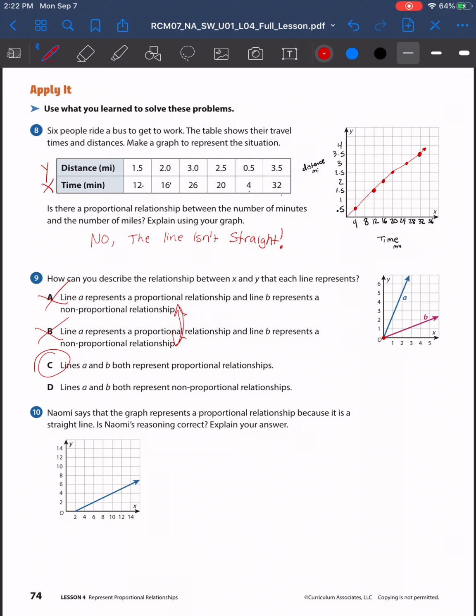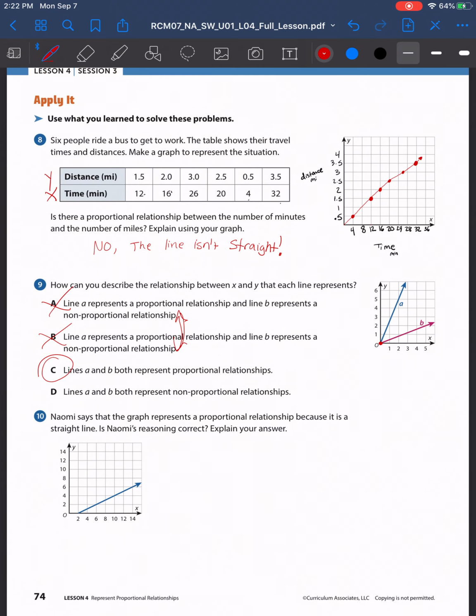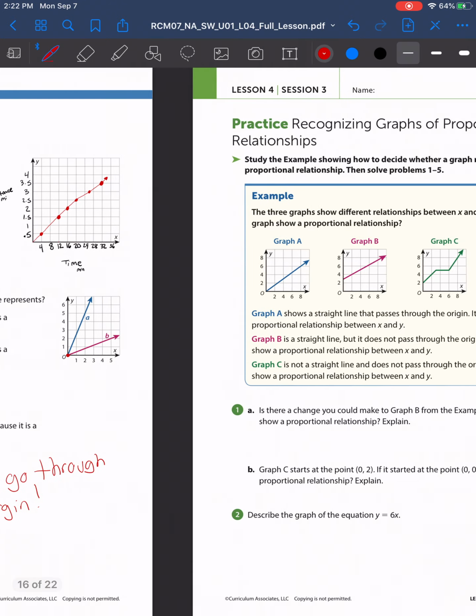10. Naomi says the graph represents a proportional relationship because it's a straight line. Is Naomi's reasoning correct? Well, we know how being a straight line is only half the problem, right? No. It should go through the origin. It needs to be a straight line and go through the origin.